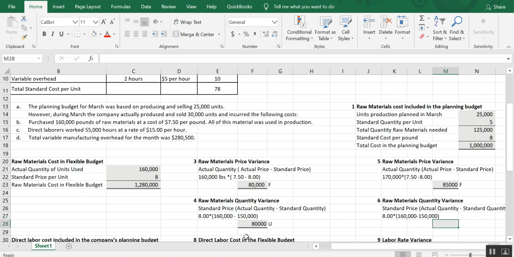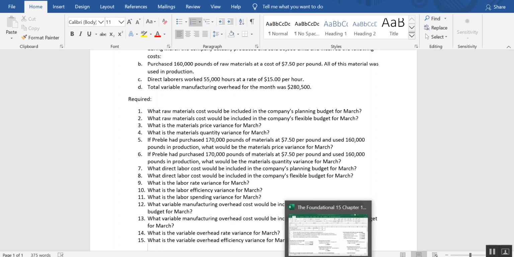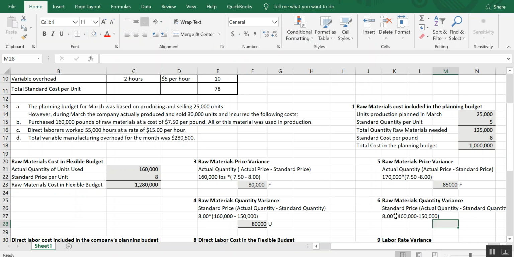Now, number 6 is a continuation of number 5, because remember, number 5 said if they purchased 170,000 and used 160,000. So number 6 is the same thing. If they purchased 170,000 at $7.50 and used 160,000, what would be the materials quantity variance for March? When we go back and look at this, it will be exactly the same as what we have here, because we're really looking at the actual quantity that we used. So for number 6, it's not going to be any different than number 4.